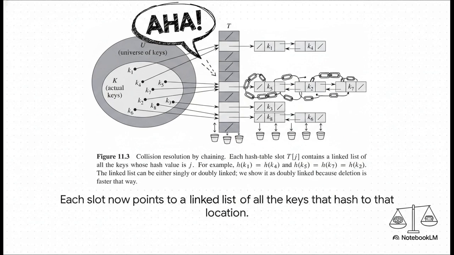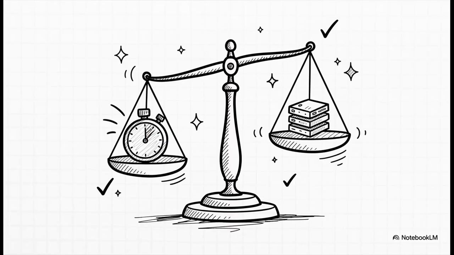Each slot has basically become a bucket that can hold multiple items. And here's the best part. As long as our hash function does a decent job of spreading the keys out evenly, these little lists, these chains, stay really short. So on average, the time it takes to find, insert, or delete something is still O(1). It's still practically instantaneous. We managed to solve the massive space problem without really sacrificing our speed.